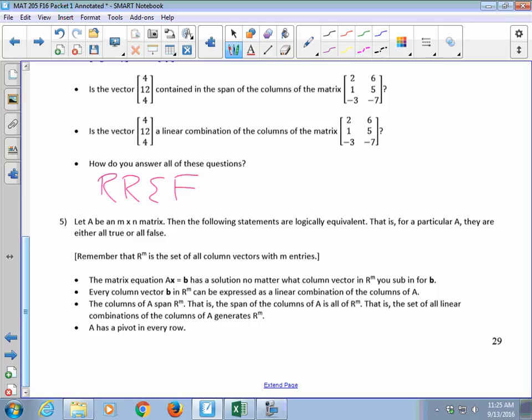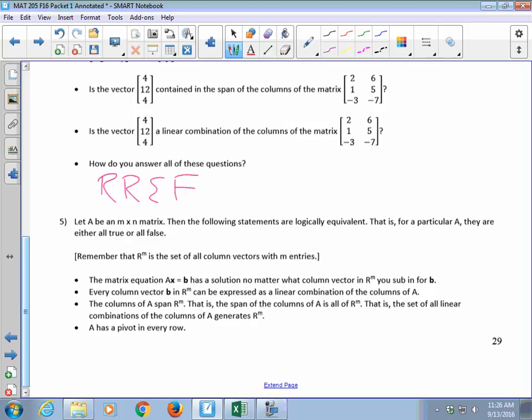All right, so it says the matrix equation AX equals B has a solution no matter what B you choose. Remember that X and B are vectors here. So B is actually like a column vector B1, B2, B3. No matter what vector I choose for B1, B2, B3, there is a solution to the matrix equation. If that's true, they're all true. If that's false, they're all false.